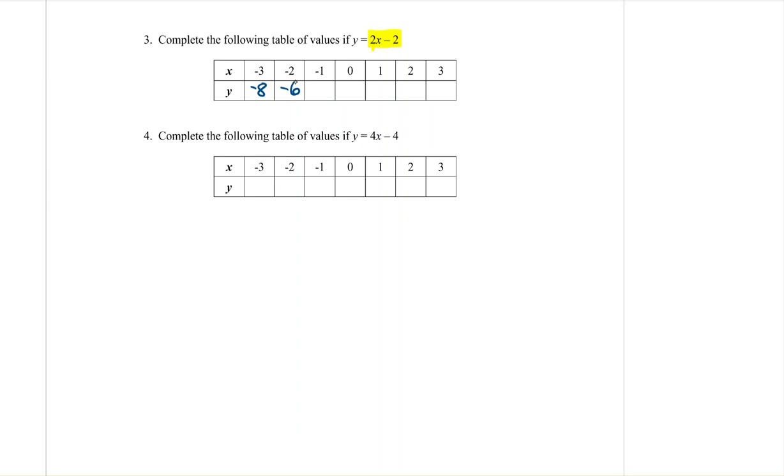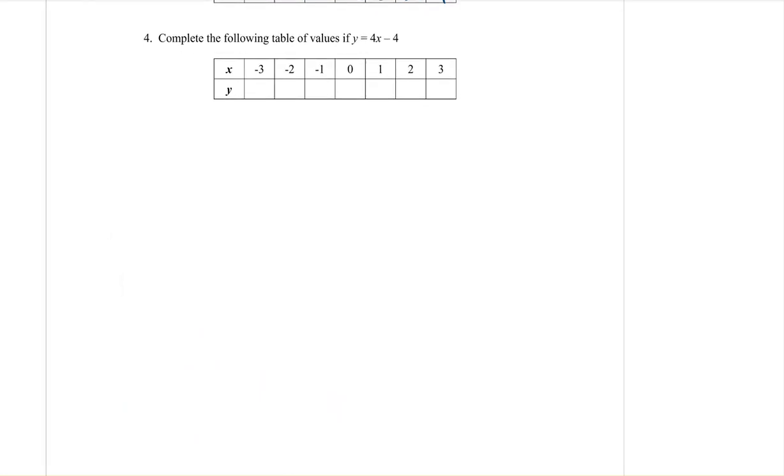Okay, type in the -1. What are you going to get? -4 is correct. Type in the 0. What do you get? Very good. So what is the pattern that's developing here? We're adding on 2 every time. So the next one's going to be 0, 2, and then 4.